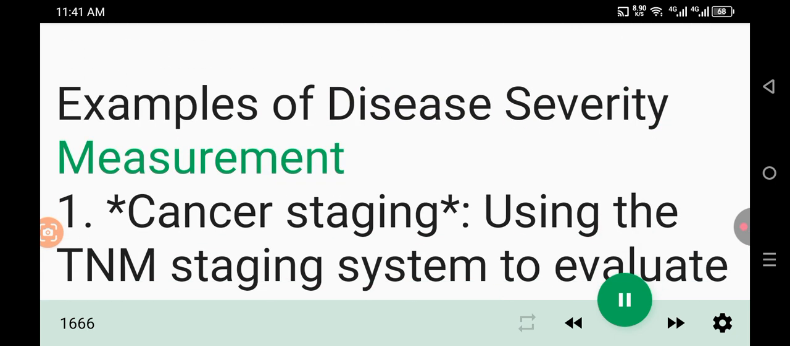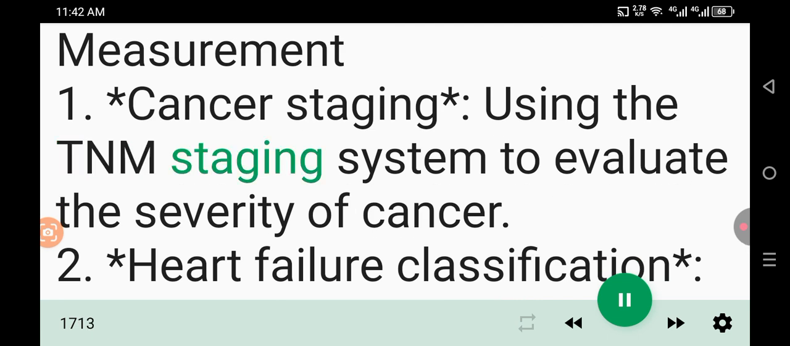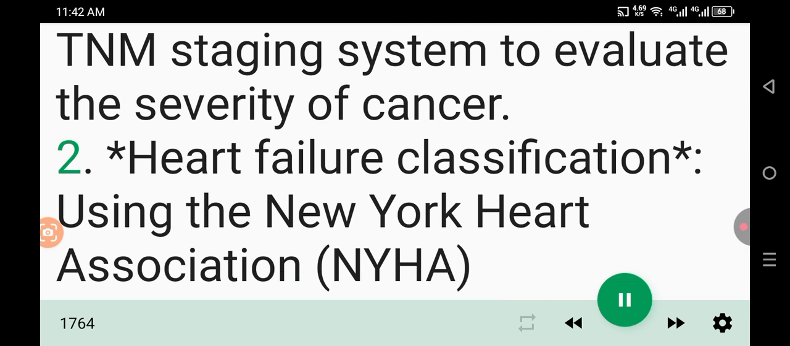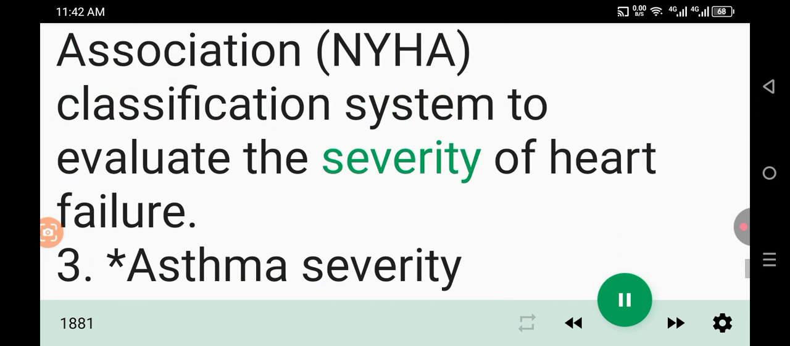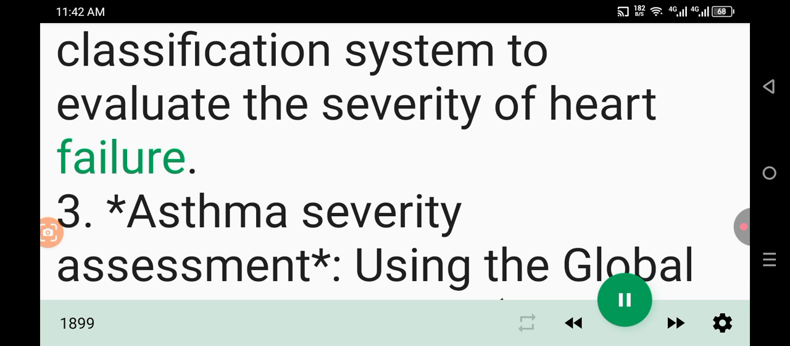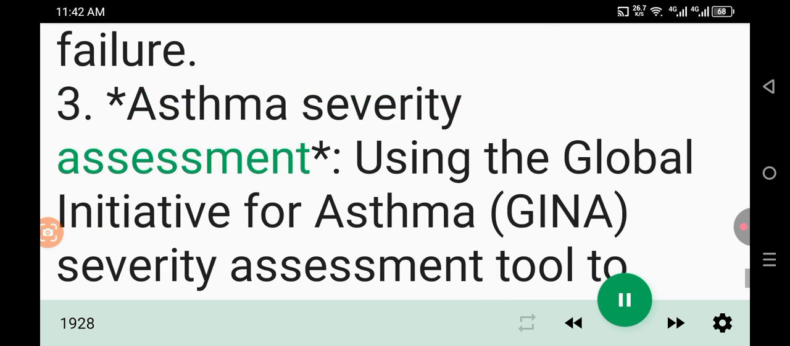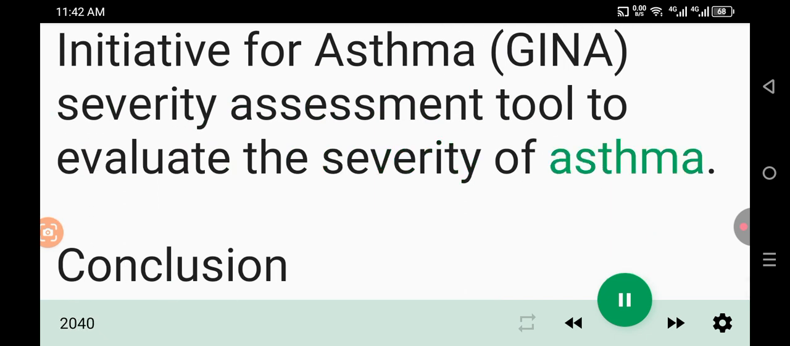Examples of disease severity measurement. 1. Cancer staging. Using the TNM staging system to evaluate the severity of cancer. 2. Heart failure classification. Using the New York Heart Association, NYHA, classification system to evaluate the severity of heart failure. 3. Asthma severity assessment. Using the Global Initiative for Asthma, GINA, severity assessment tool to evaluate the severity of asthma.